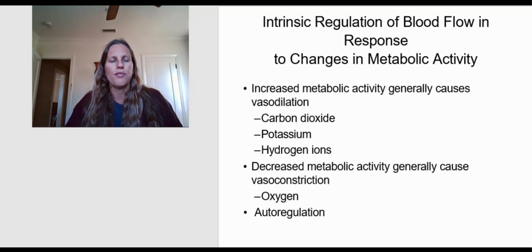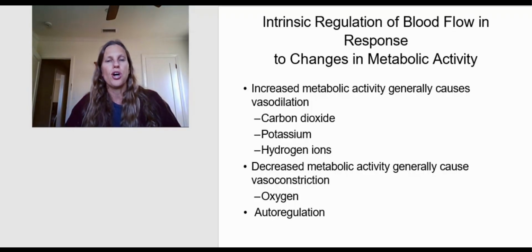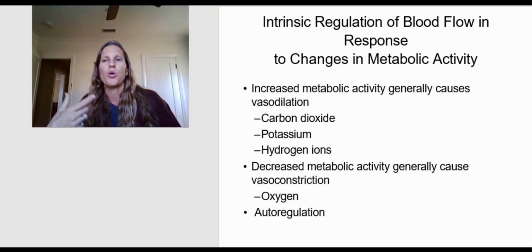And the big way to think about this is when there is increased metabolic activity at a tissue, what that normally would mean is that you are going to be using oxygen quickly and making more carbon dioxide. So you would have low oxygen levels in the tissues, and an increase in carbon dioxide. You might have more potassium there. You might have more hydrogen ions there because of the carbon dioxide.